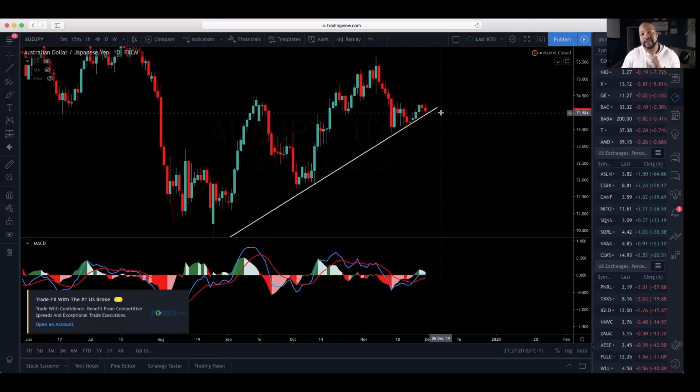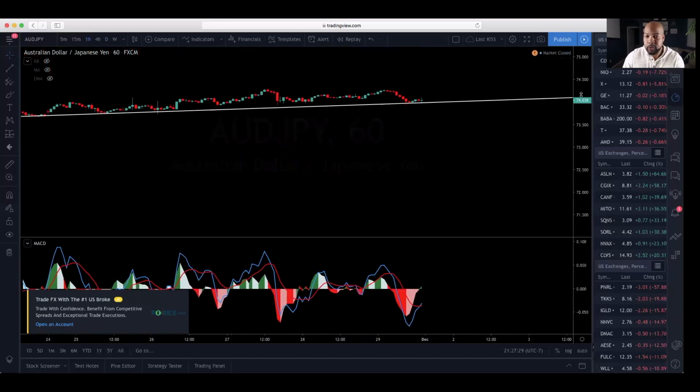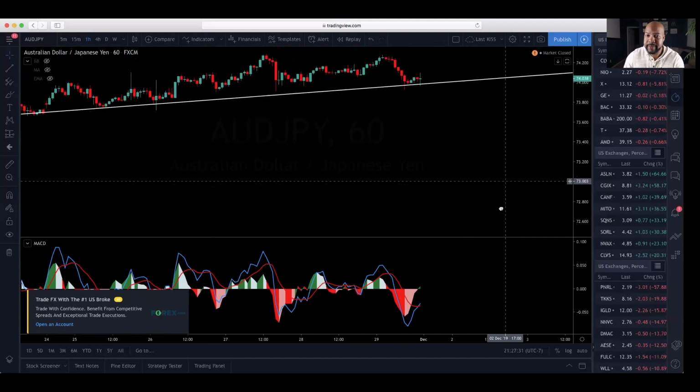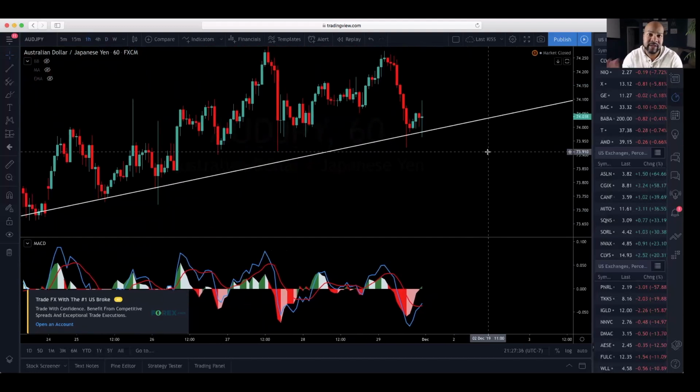Now that I identified the trend, I want to identify my entry. So what I'm going to do is use the lower time frame to identify my entry. The reason why I want to go to a lower time frame is because it zooms in and narrows in on what price is doing at a microscopic level.